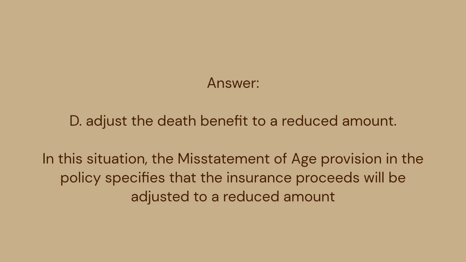Answer: D. Adjust the death benefit to a reduced amount. In this situation, the misstatement of age provision in the policy specifies that the insurance proceeds will be adjusted to a reduced amount.